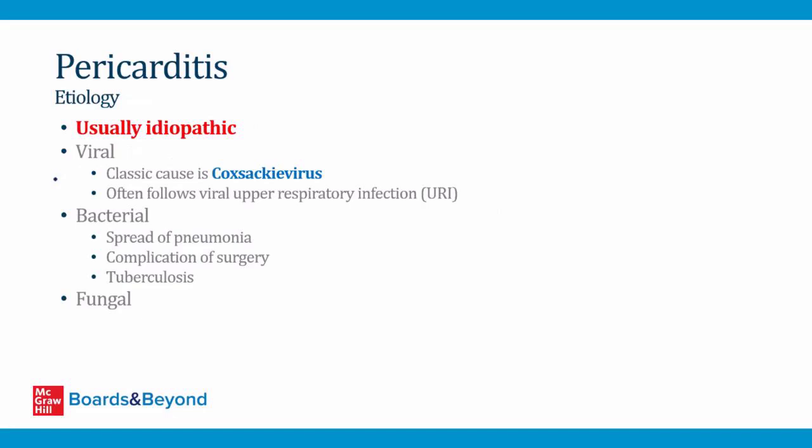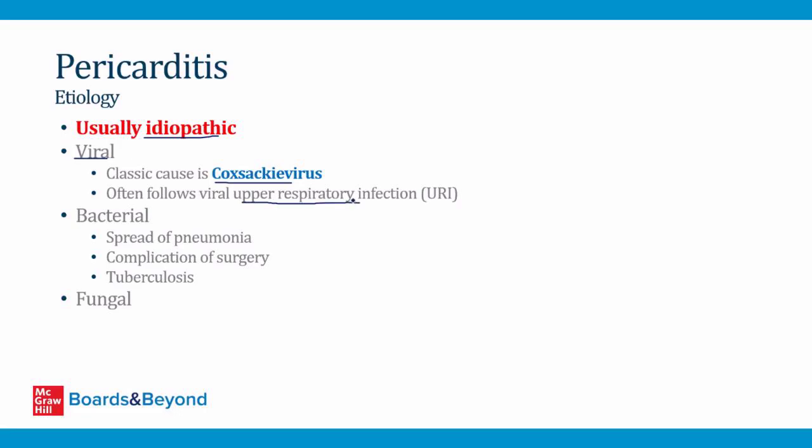There are a number of potential causes of pericarditis. The most common cause is idiopathic. Most patients who present with this condition, we don't really know why they developed it in the first place. It also commonly occurs after a viral illness. Many viruses can trigger an acute case of pericarditis. The classic viral cause is Coxsackie virus. And classically, the pericarditis will follow a viral upper respiratory infection.